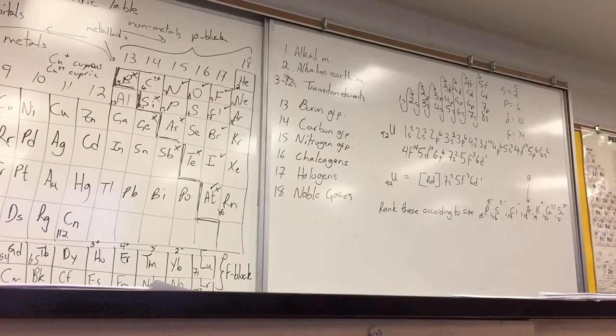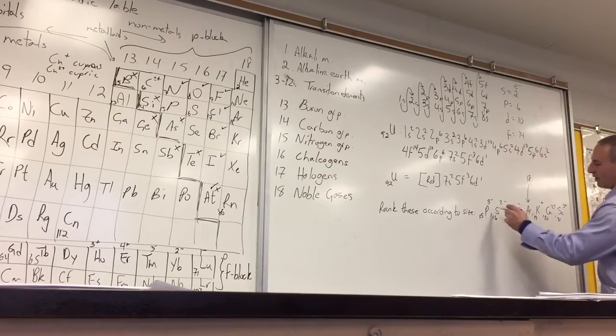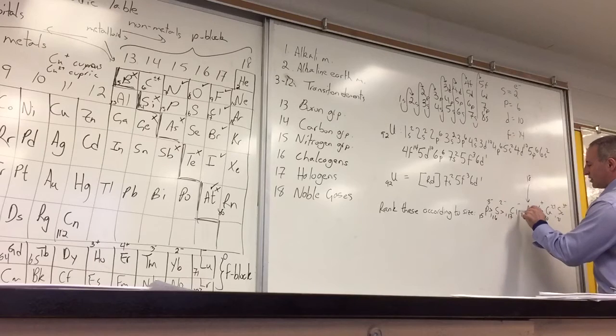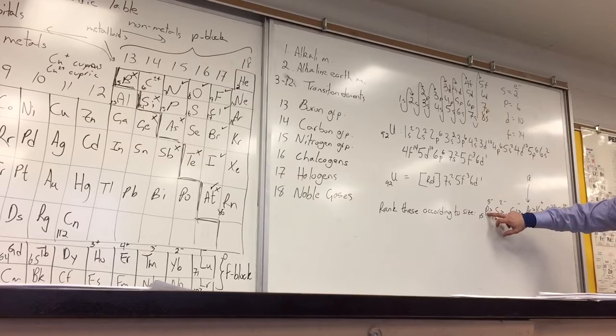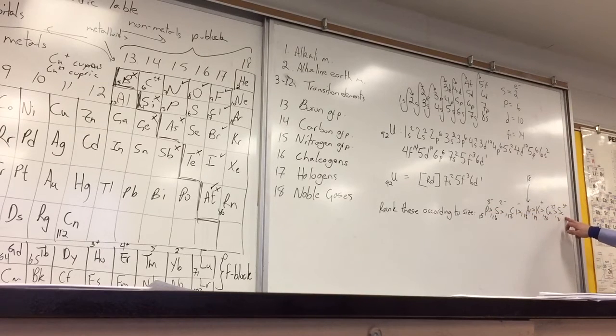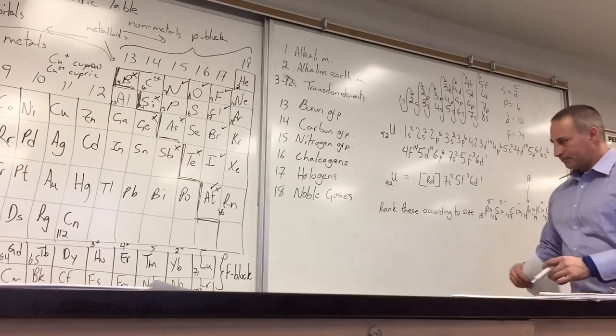So what's that going to do to the size of the element? Well, the one that has the most protons is going to pull those 18 electrons closer to itself, whereas the one that's only got 15 protons is going to let them be further away. So this is going to be the biggest one, and this is going to be the smallest. So really all you have to do is put greater than symbols in between all of them, pointing to the right in this case. The biggest atom here is the phosphide anion, and the smallest one is the scandium cation.